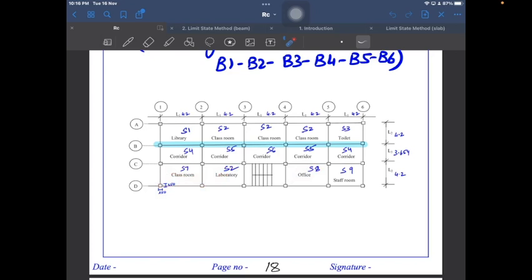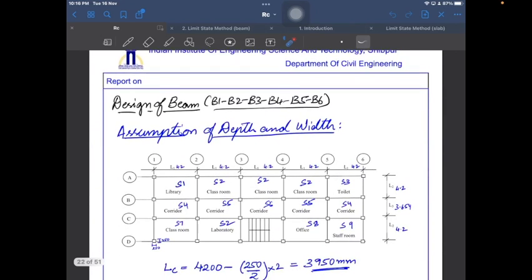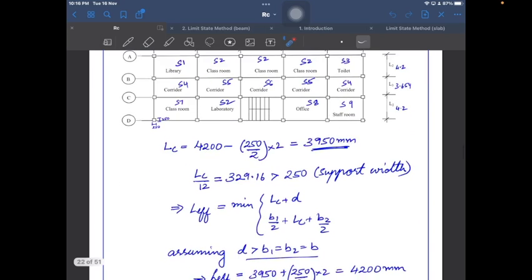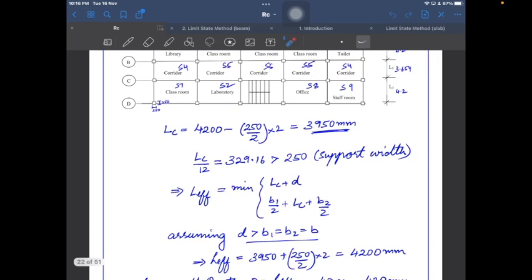Okay, let's go into this beam. The first thing we need to do is assumption of depth and width. The story is quite similar. First, we have to find out Lc. Lc is the clear distance. So I'm thinking this is a beam and 250 support.